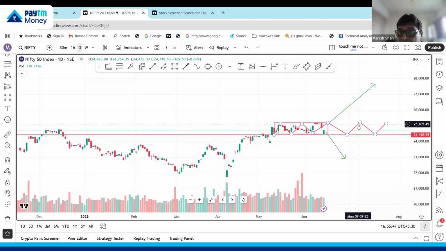If it starts to go to 25,200, okay, above 25,100, if the market goes to 25,150 and there is good news, then what will you do?